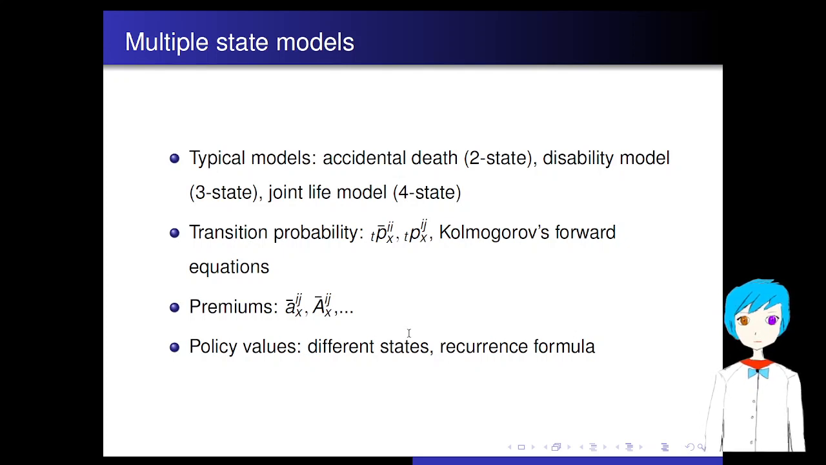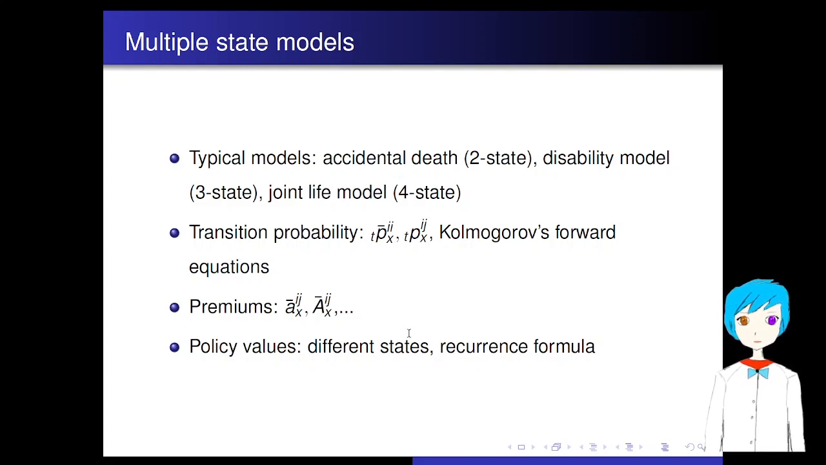The typical models are the two-state model represented by the accidental death model. We had 2 levels of payments. The disability model, which is a 3-state model, so the insured life can go from healthy to disabled and then go to death, and directly from healthy to death. Also has a 4-state joint life model. Those are the representative models in this chapter.